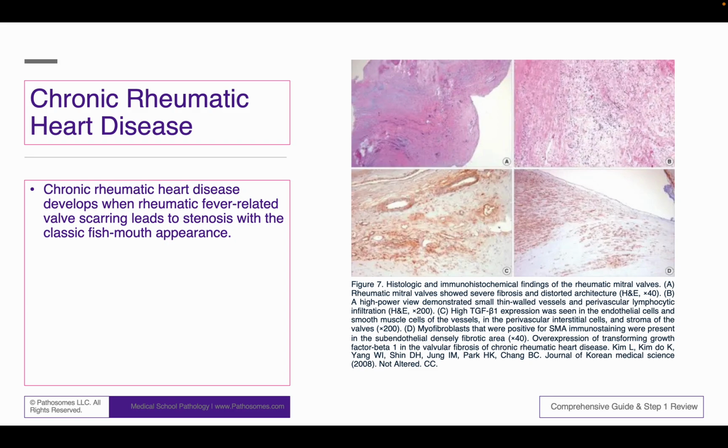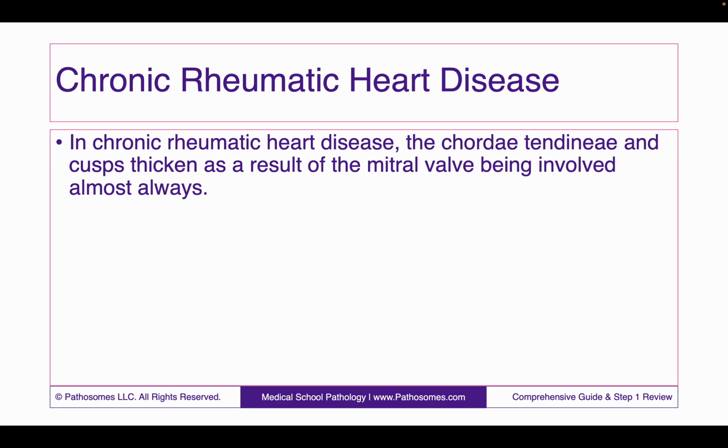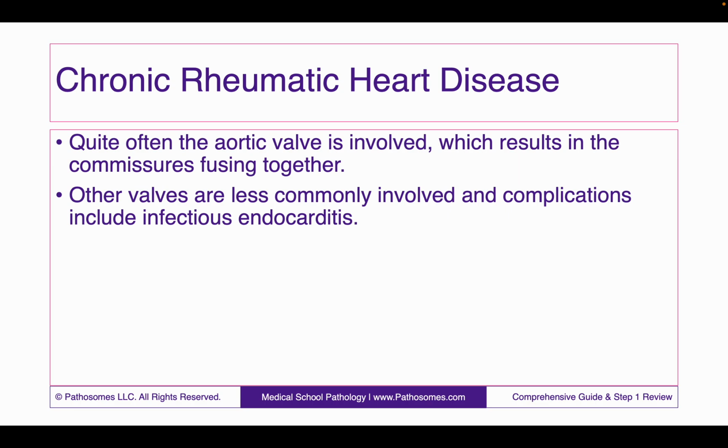Now, let's talk about chronic rheumatic heart disease. Chronic rheumatic heart disease develops when rheumatic fever-related valve scarring leads to stenosis with the classic fish mouth appearance. Here we have a histologic representation of that with various immunohistochemistry. In chronic rheumatic heart disease, the chordae tendineae and cusps thicken as a result of the mitral valve being involved almost 100% of the time. Quite often, the aortic valve is involved, which results in the commissures fusing together. Other valves are less commonly involved, and complications include infectious endocarditis.